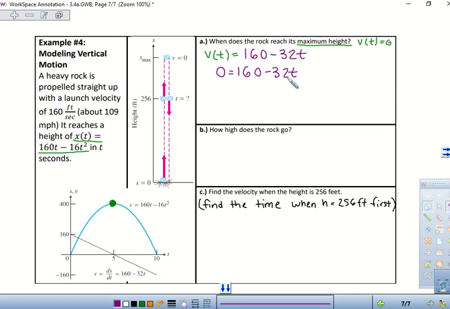And now you just got to solve for t. So I'm going to add 32t to both sides. So we get 5 seconds. It says when does the maximum height occur. It doesn't ask what the maximum height is. It occurs at 5 seconds.